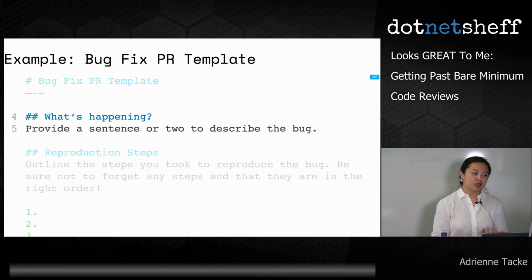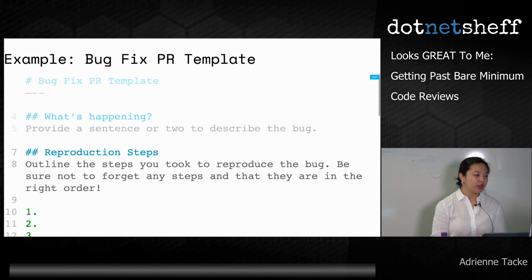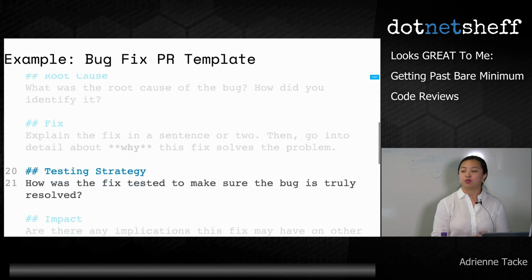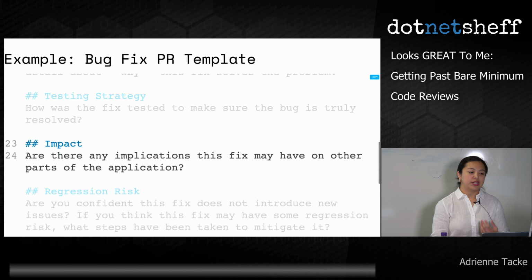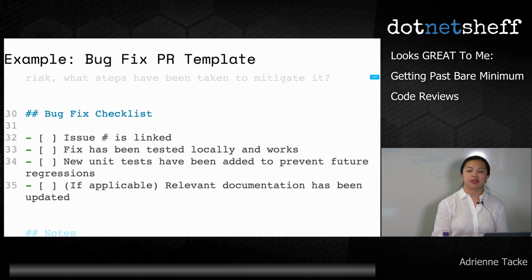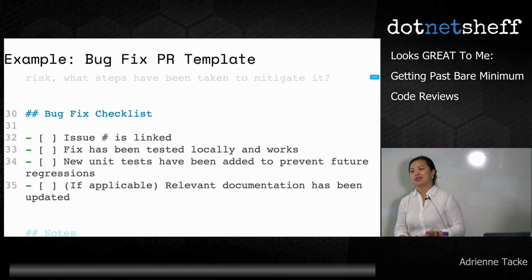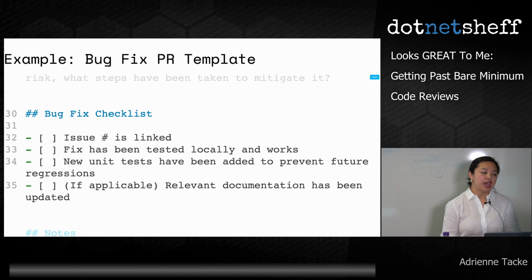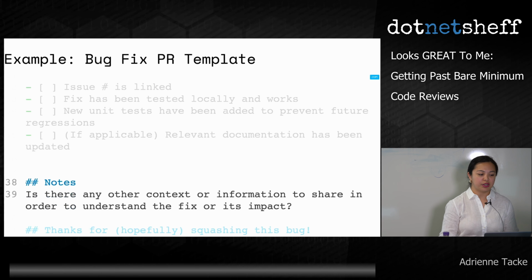And it asks anybody who opens a bug fix PR, what's happening? What are the reproduction steps? What is the root cause, since you're the one who's proposing a fix for it? What is the actual fix? What was the testing strategy that was used? What is the impact of this? Are there any other parts that may be impacted? Is there any regression risk? And then a last minute checklist that the issue number has been linked, that we have fixed it, tested it locally and confirmed that it works locally, that new unit tests have been added to prevent future regressions, and if applicable, relevant documentation has been added. And then any other notes that you want to share.